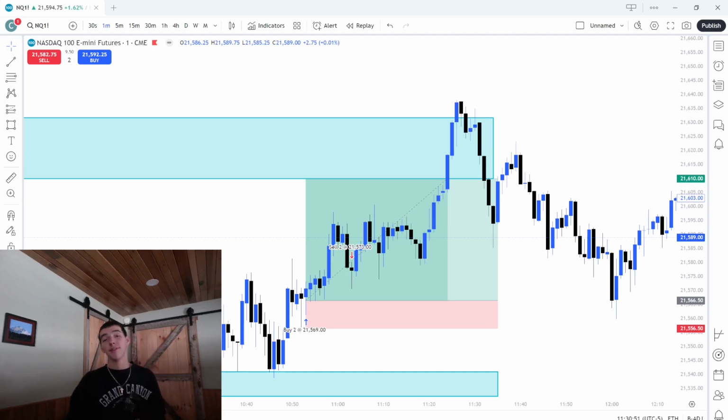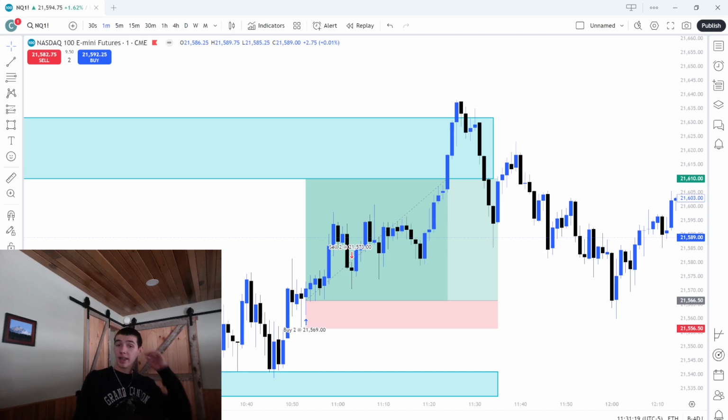Obviously I was still up in profit. I had the correct bias. There's a lot that I did right, but you need to do everything right in trading, and that is one thing that I need to get better at: being confident in my trades and not moving my stop loss to break even, because price action was still bullish here. This was just seek and destroy. It was tapping back down, and then it was going higher.